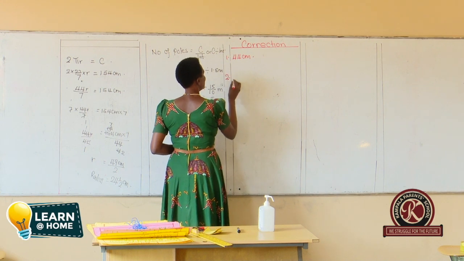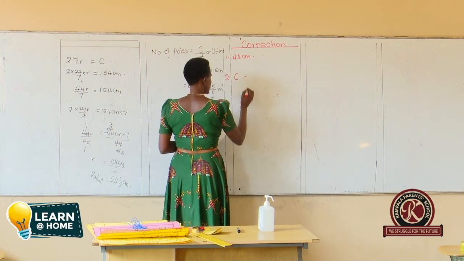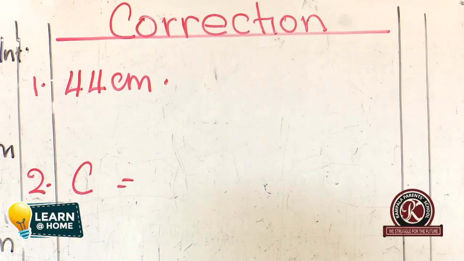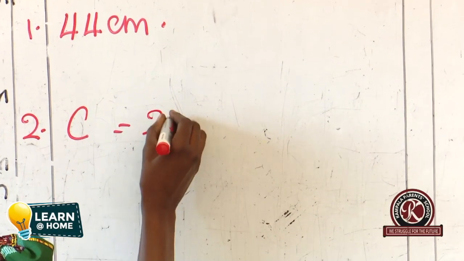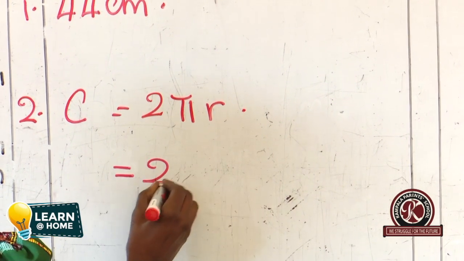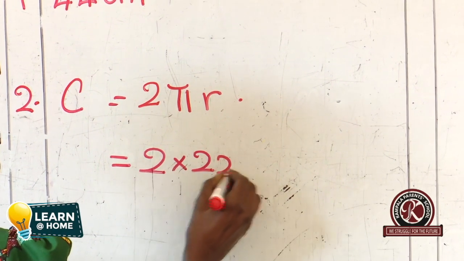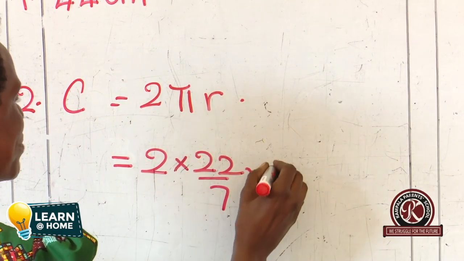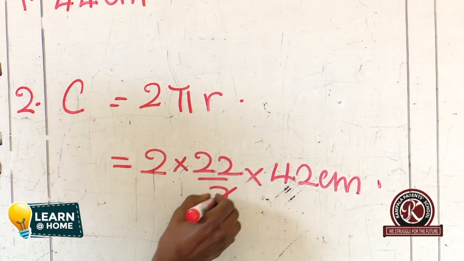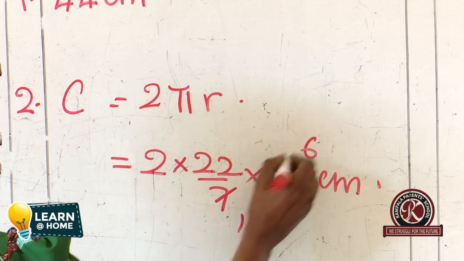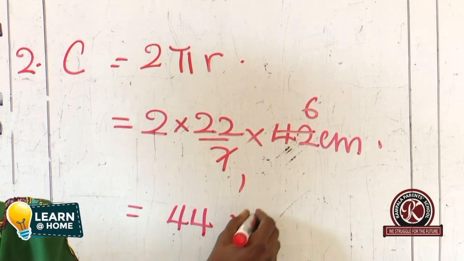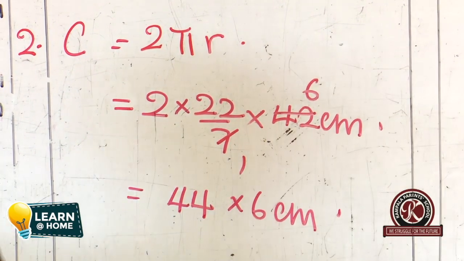Number 2, circumference equals, since they have given us the radius, we are saying circumference equals 2 pi r, which is giving us 2 times 22 out of 7 times 42 centimeters. By 7 here once, by 7 here we get 6. So we have 44 times 6 centimeters.